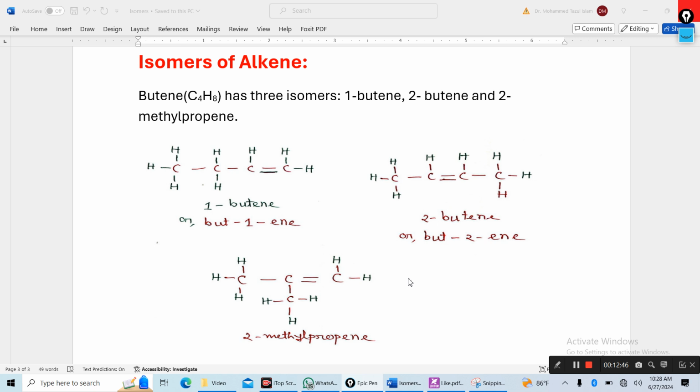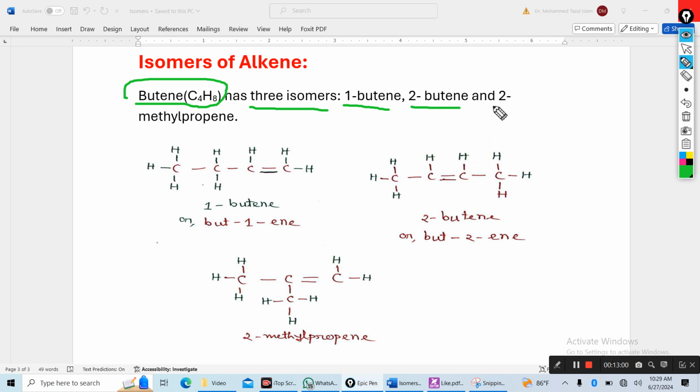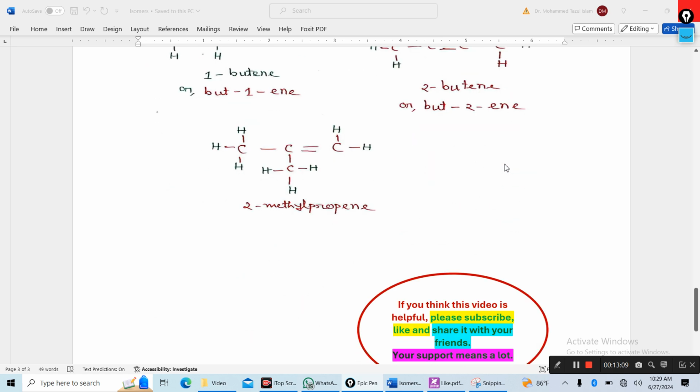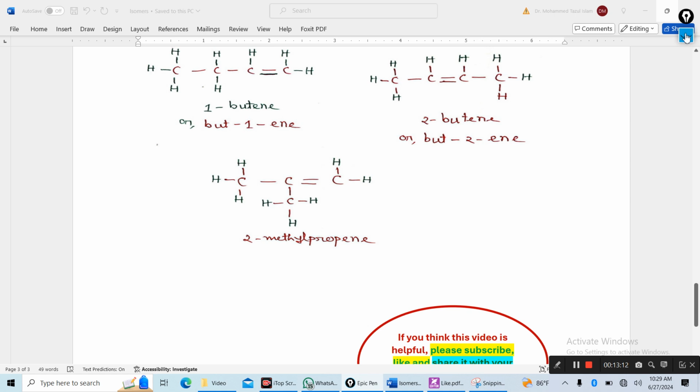Now alkene, and you see butene is an alkene that has 3 isomers: 1 butene, 2 butene and 2 methyl propene. So how do you draw them? You see, 4 carbon, C4 butene, formula C4H8. So 1 carbon, 2 carbon, 3 carbon, 4 carbon.